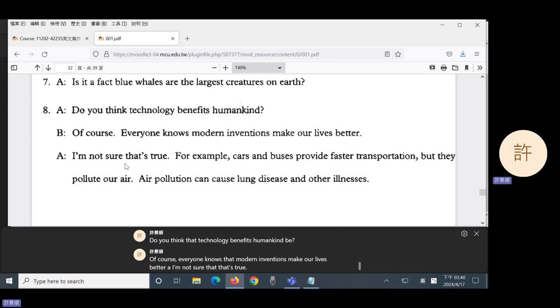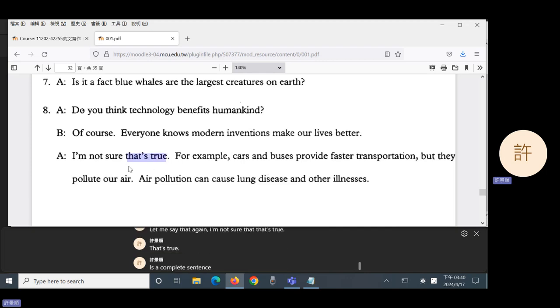Let me say that again. I'm not sure that that's true. That's true is a complete sentence. It's missing a that here. For example, cars and buses provide faster transportation, but they pollute our air. Air pollution can cause lung disease and other illnesses.